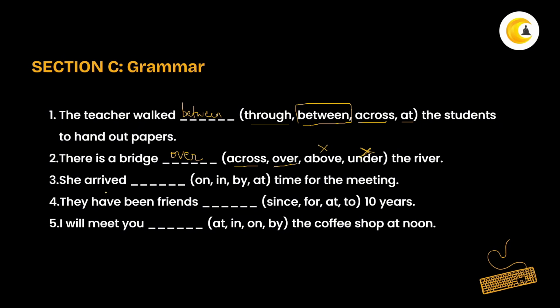She arrived dash time for the meeting. She arrived on time. You can't arrive in, by, or at. On time. They have been friends dash 10 years. They have been friends for 10 years. Okay. I will meet you dash the coffee shop at noon. I will meet you at the coffee shop at noon.